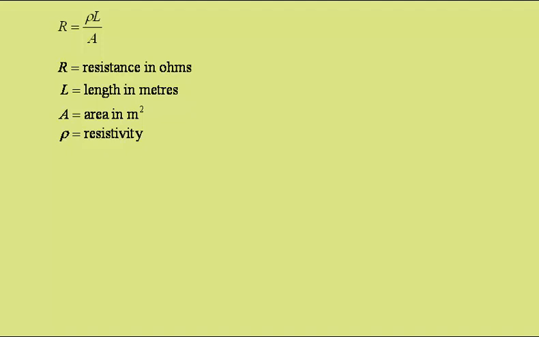To find the units of resistivity, I'll rearrange the equation to give rho is equal to resistance multiplied by area divided by length. Then in terms of units, we get resistance in ohms, area in square meters, and length in meters. The meters on the bottom cancel with one of the meters on the top to give the units of resistivity of ohm meters.